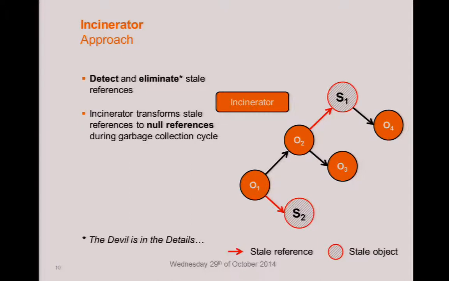So the approach of Incinerator, explained like this, is fairly simple. Incinerator will just look for all the stale references, that is, all references to stale objects, and will transform those references to null references, so that any access to them will result in a null pointer exception, and it will be visible.